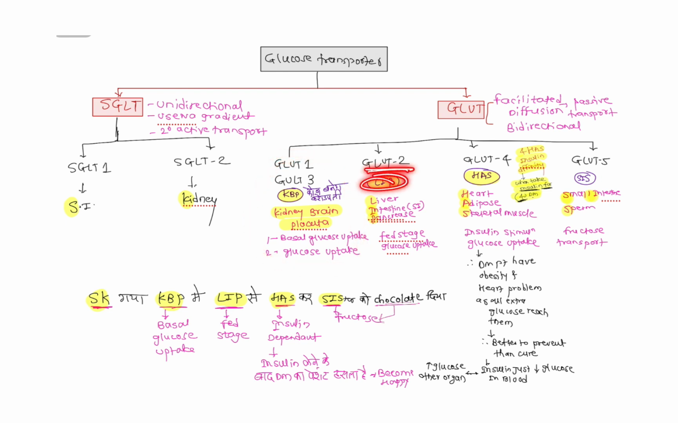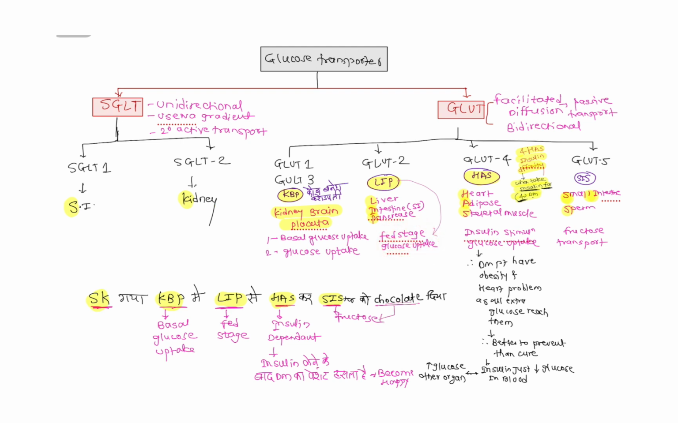Now GLUT2 is present in the LIP. LIP means L for liver, I for small intestine, and P for pancreas. That is why GLUT2 is responsible for glucose uptake in the fed state, because we eat through the mouth, through the lip.